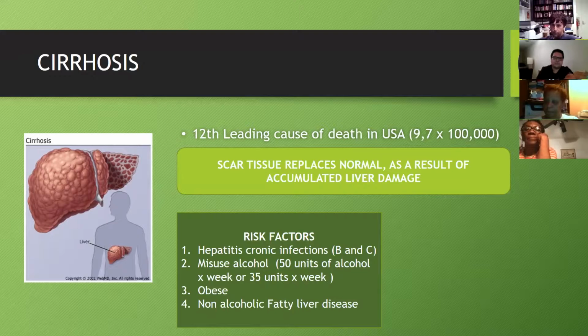As I was telling you before, the main risk factors for cirrhosis are hepatitis, the chronic ones, so B and C. The misuse of alcohol, which we define as drinking 50 units of alcohol per week if you're a man, or 35 units per week if you're a woman. Obesity is another risk factor, and another pathology or disease that is called non-alcoholic fatty liver disease.